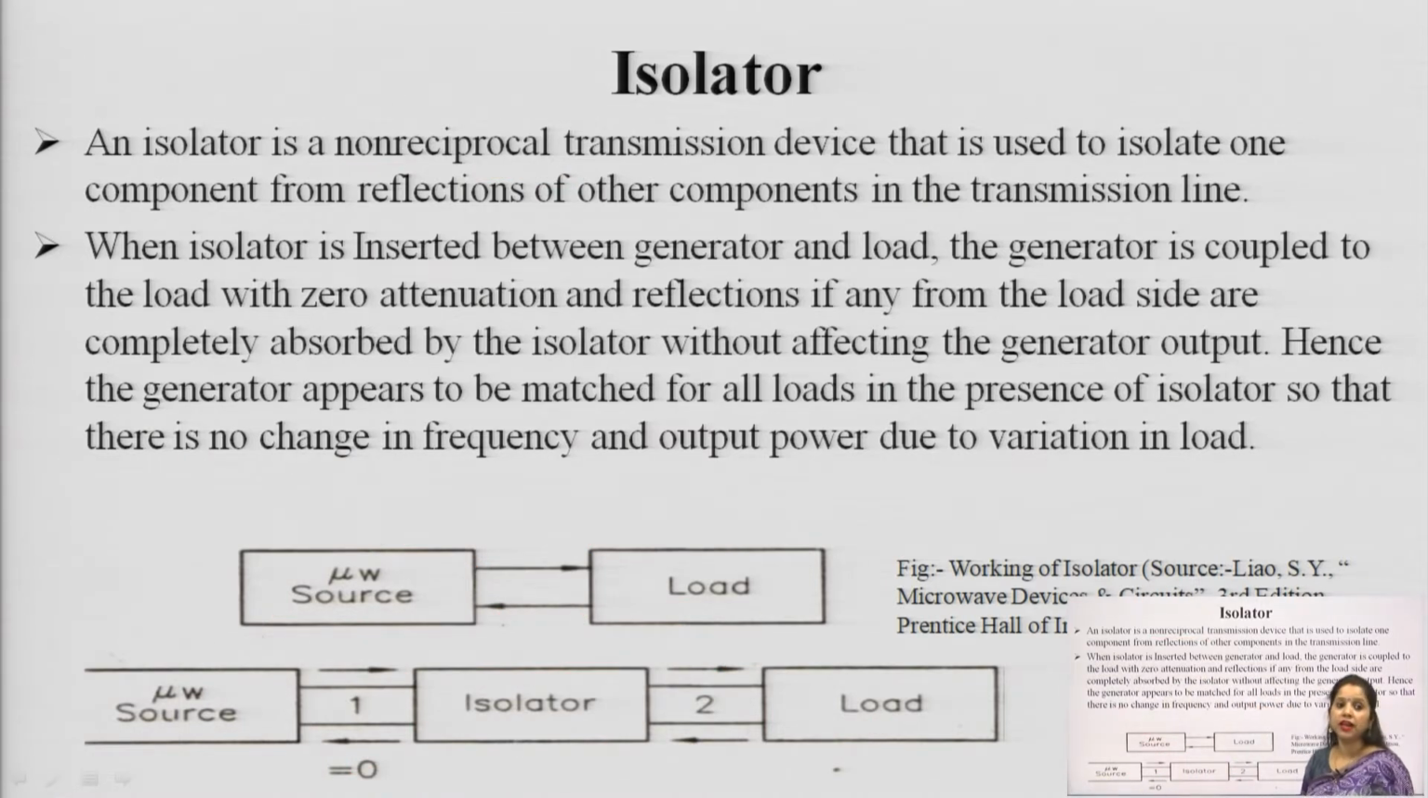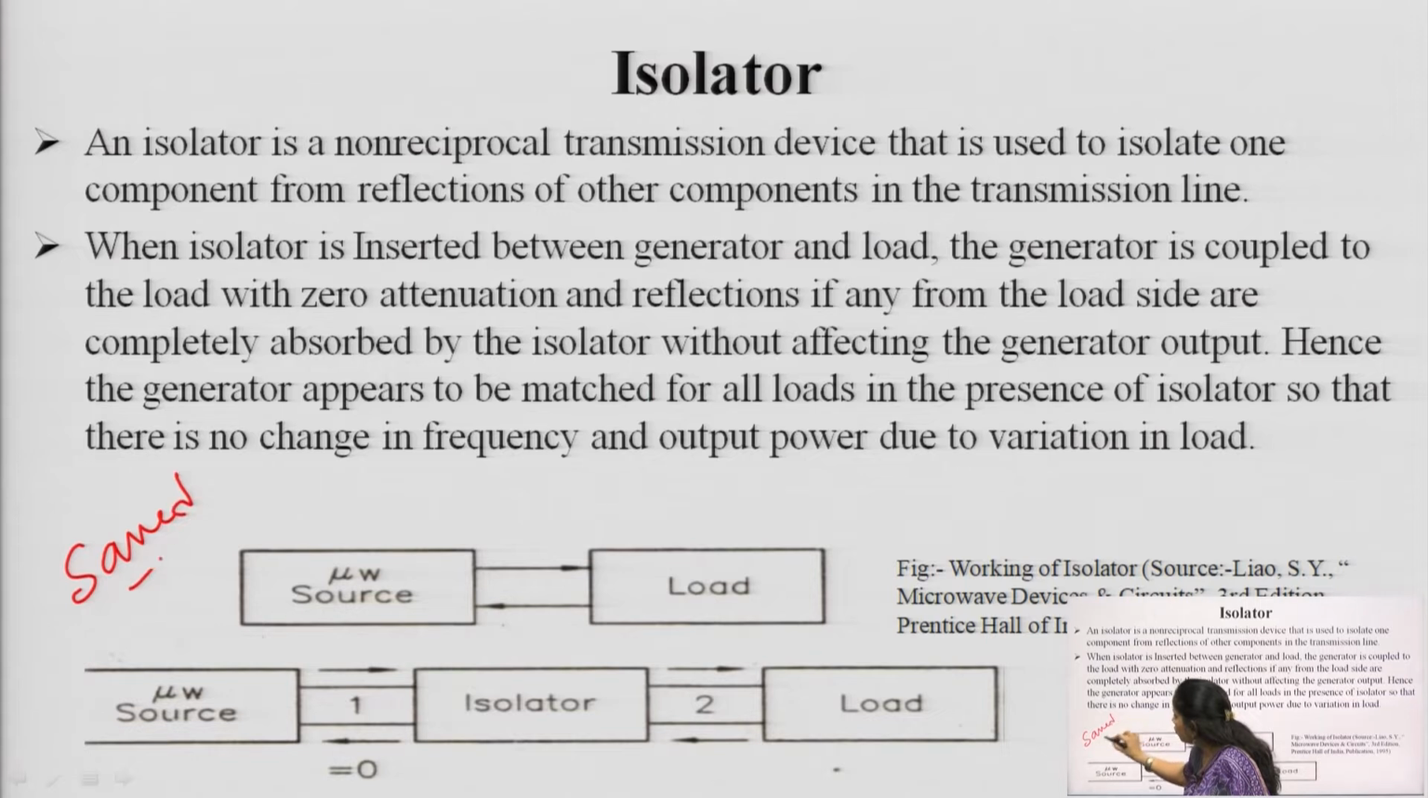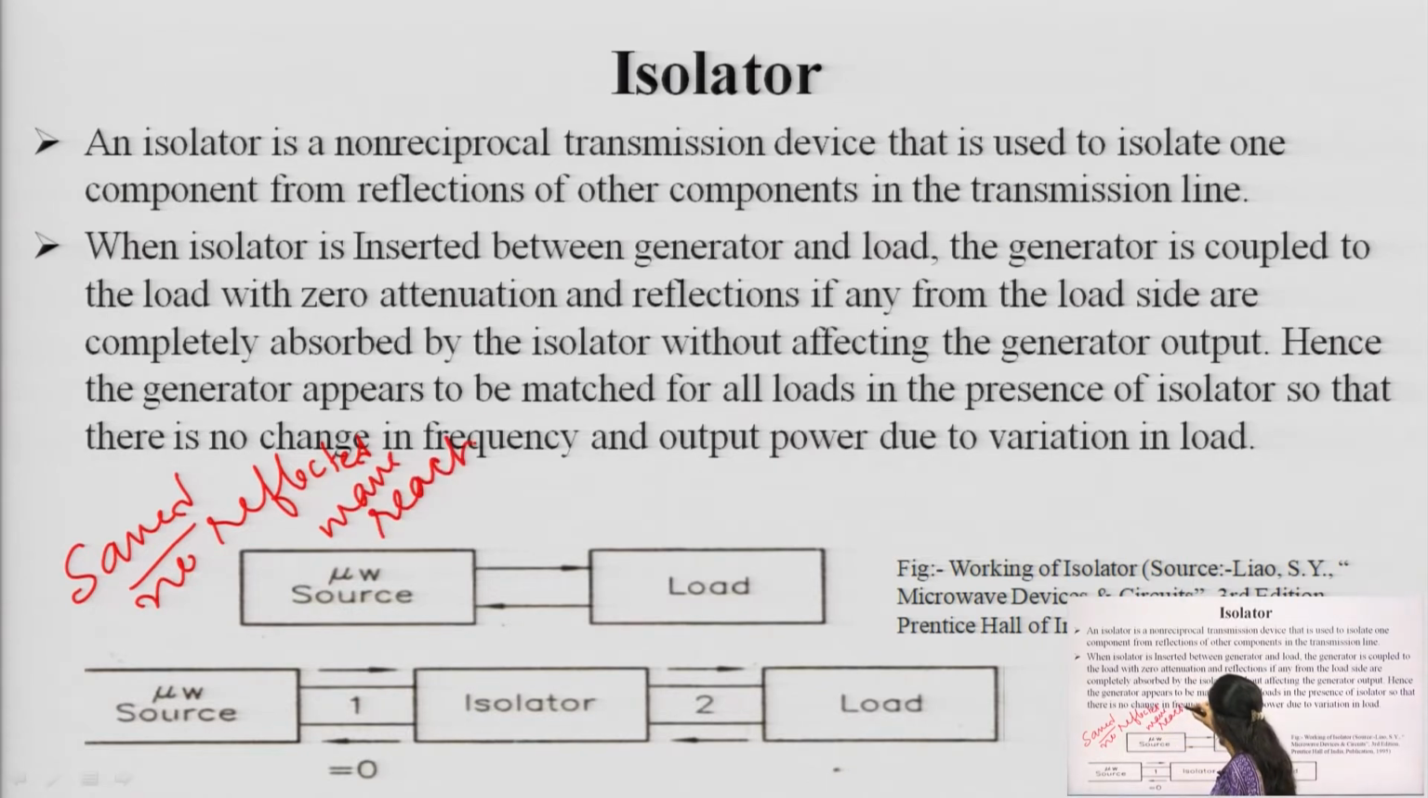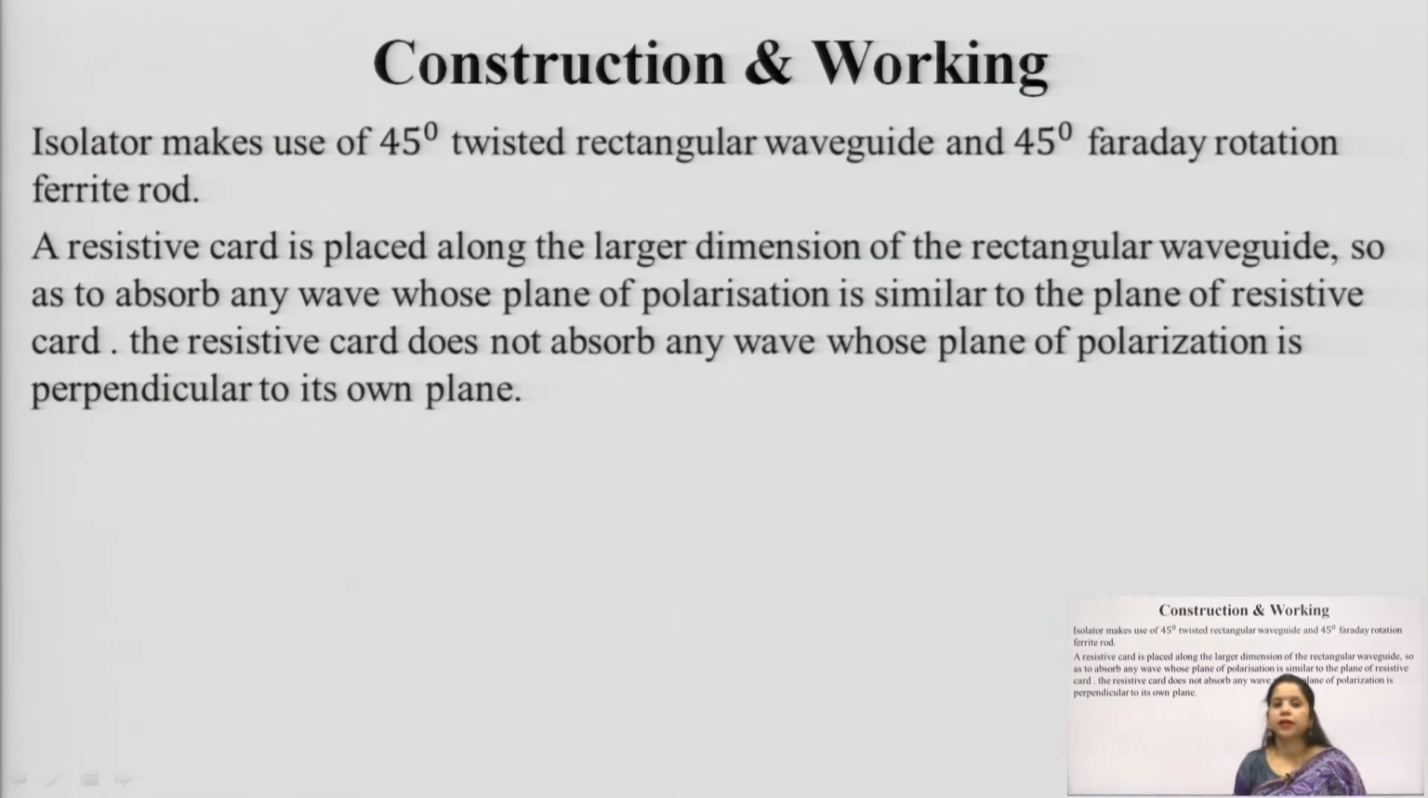So, what is the major advantage of using the isolator in our microwave system? Our microwave source gets saved. No reflected wave reaches it. Otherwise, if there is no isolator, due to the reflected wave, our microwave source might get damaged. Now, construction and working of an isolator.